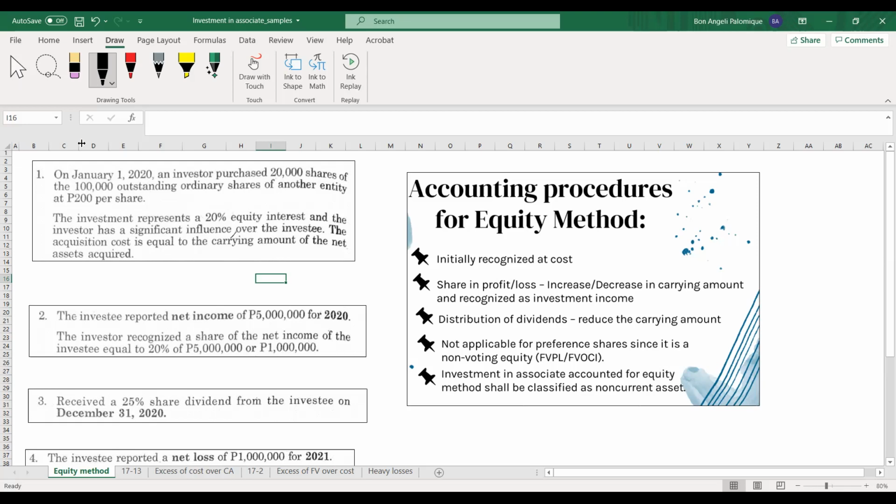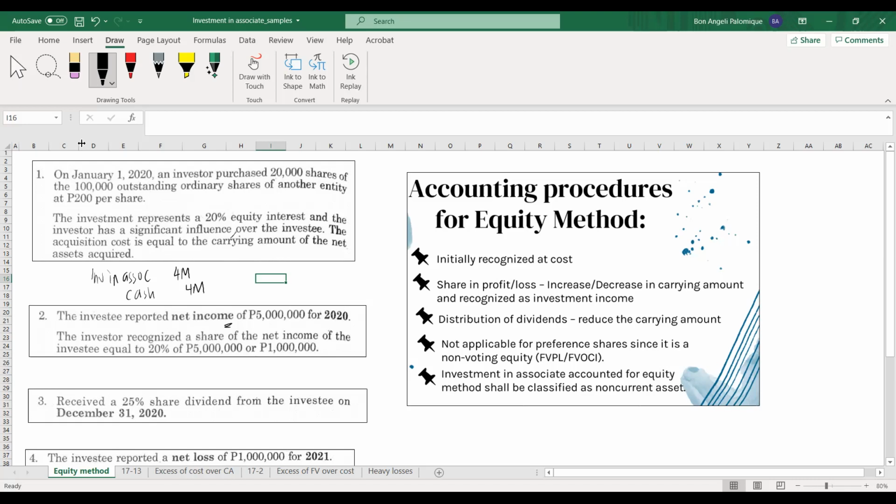So i-record natin siya as debit sa investment in associate na 20,000 times 200 which is 4 million. Then credit sa ating cash, yung bili natin, cash na 4 million. Next, nag-report ng net income of 5 million. So, yung total na nire-report nila, percentage lang yung napupunta sa atin, which is yung percentage ng ownership natin na 20%. So, 5 million times 20% is equals to 1 million.